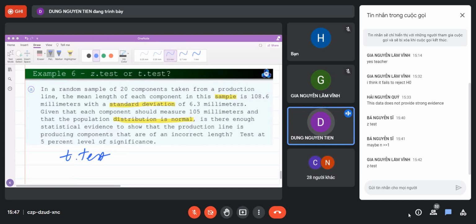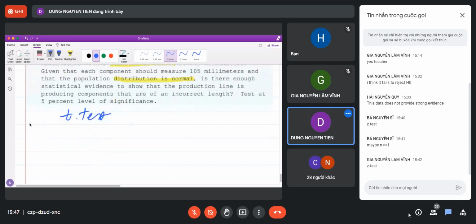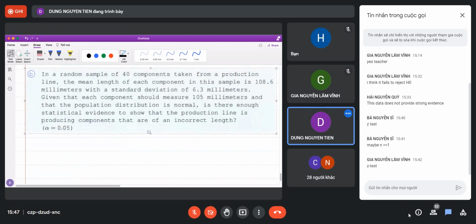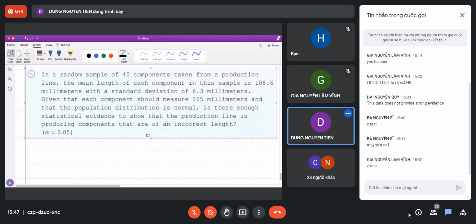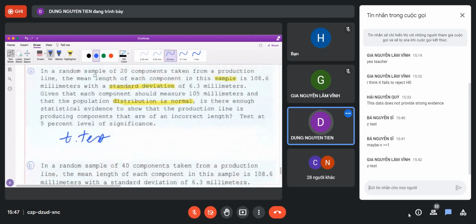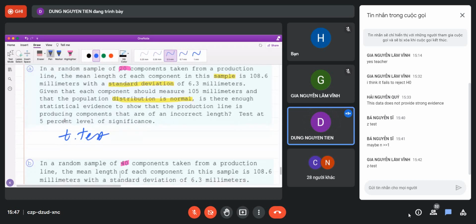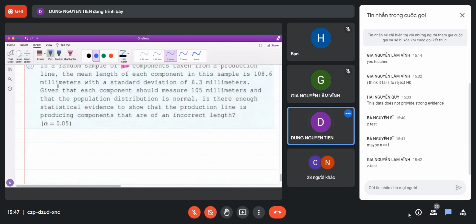Now, I want to change the question a little bit. Let's say I get this. Okay. What do you think? I change just a little bit. So instead of 20, I have 40. Okay. Can I use t-test for this problem? Can you use t-test for this? Tell me, please.